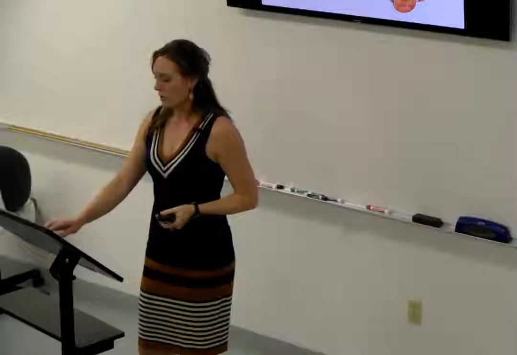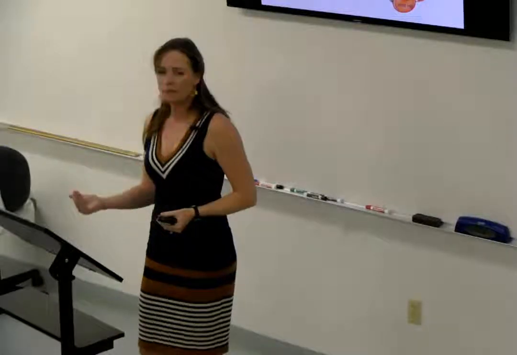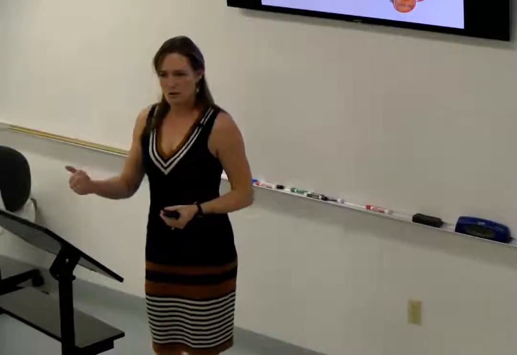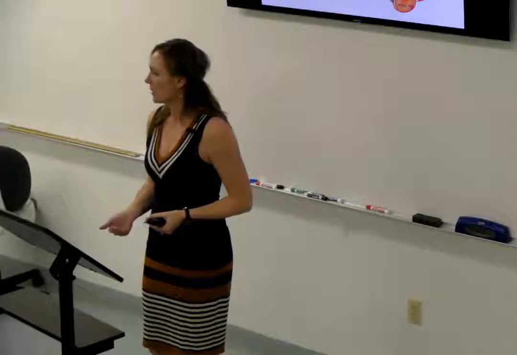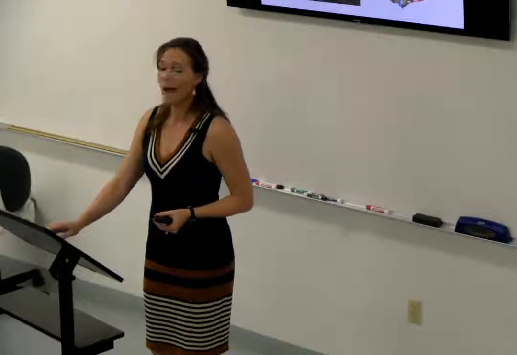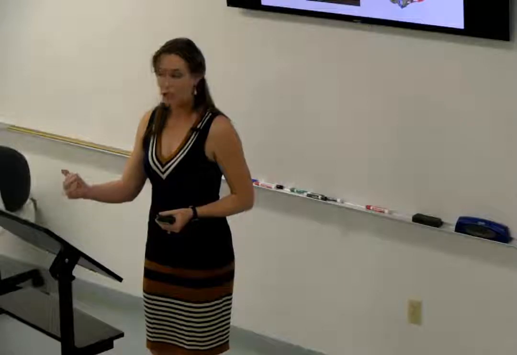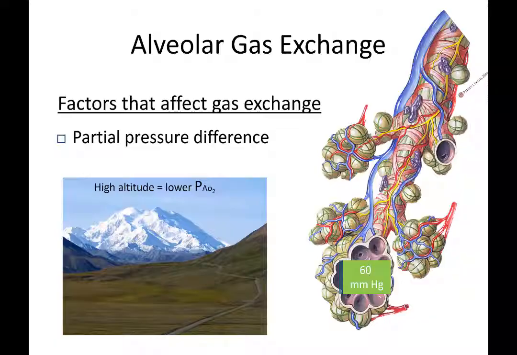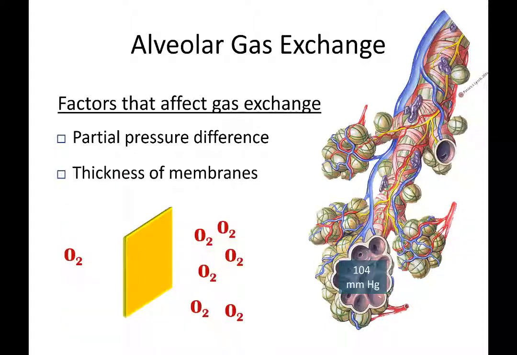How would we negatively affect this? What would be something that would impair this or cause this to be reduced in any way? It would be high altitude. So at high altitude, instead of, say, having 104, by going up to altitude you might have only 60 available in here. So now you're going to have less of a partial pressure gradient pushing oxygen out onto the blood. So that's going to be one way that you actually make this more difficult for your body.